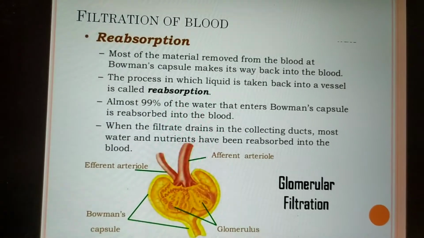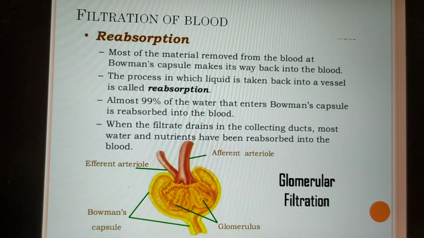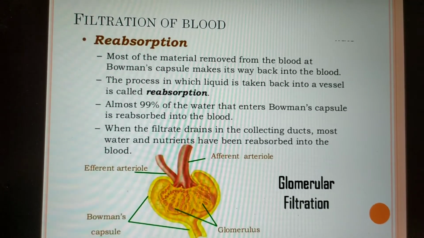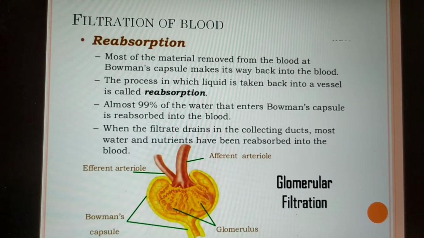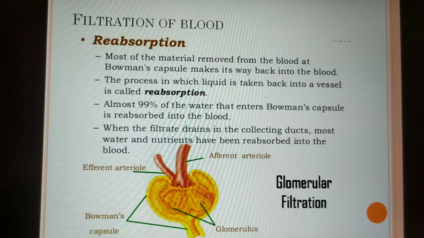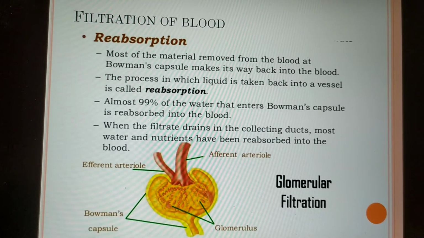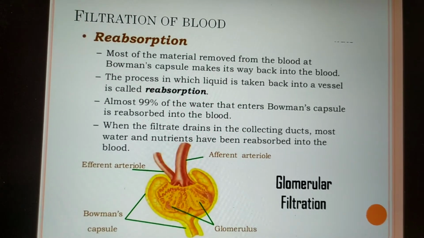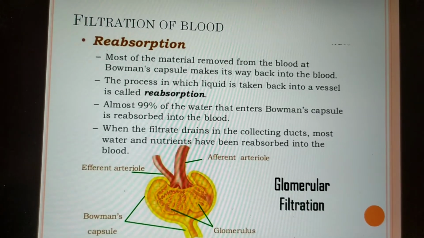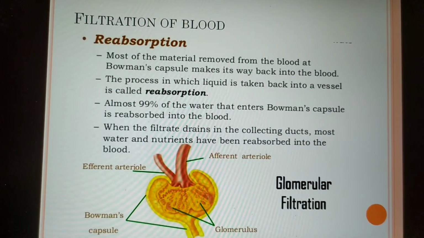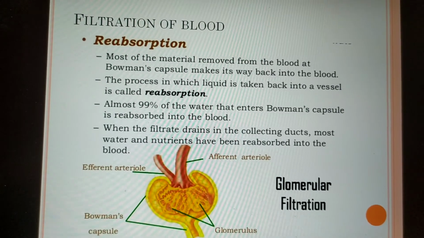Then the second step, reabsorption. Most of the material removed from the blood at Bowman's capsule makes its way back into the blood. The process in which liquid is taken back into a vessel is called reabsorption. So almost 99% of the water that enters the Bowman's capsule is reabsorbed into the blood. When the filtrate drains into the collecting ducts, most water and nutrients have been reabsorbed into the blood.